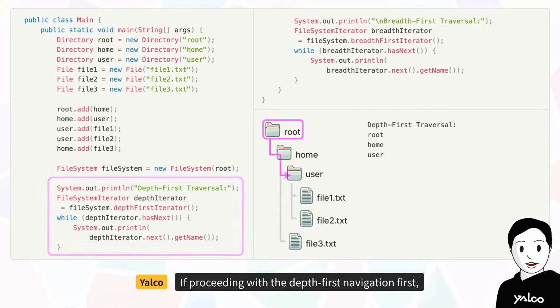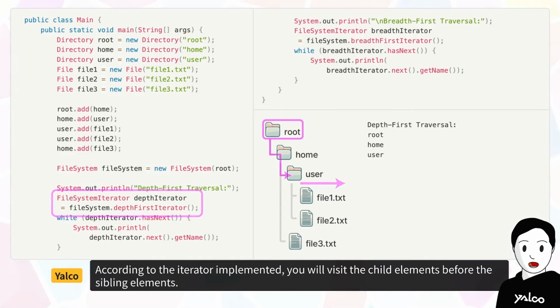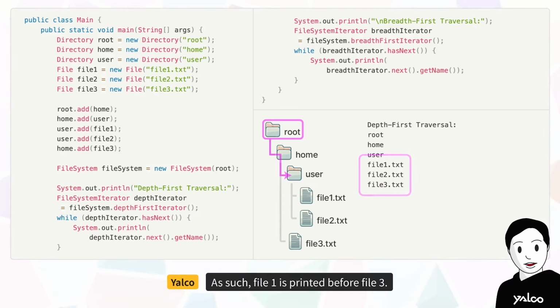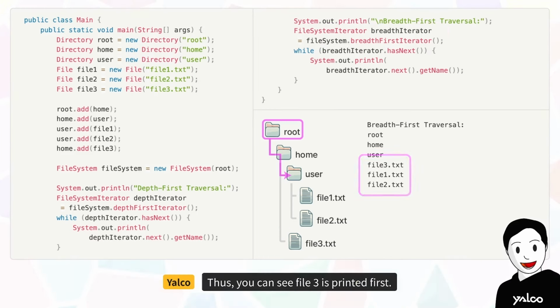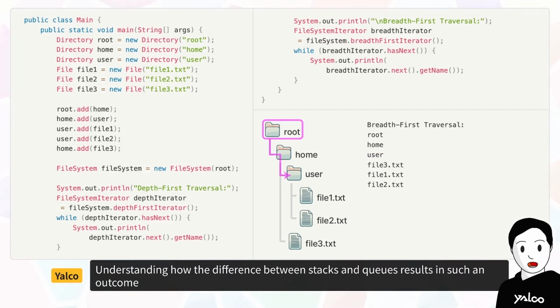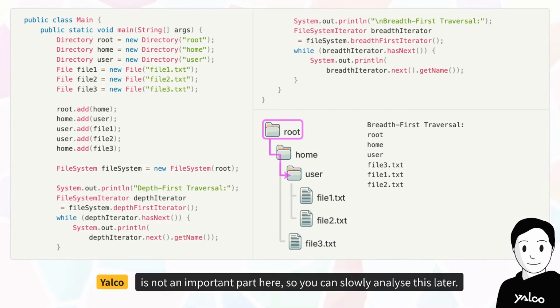If proceeding with the depth-first navigation first, according to the iterator implemented, you will visit the child elements before the sibling elements. As such, file 1 is printed before file 3. On the other hand, in breadth-first navigation, you will consult the sibling elements before the child elements. Thus, you can see file 3 is printed first. Understanding how the difference between stacks and queues results in such an outcome is not an important part here, so you can slowly analyze this later.